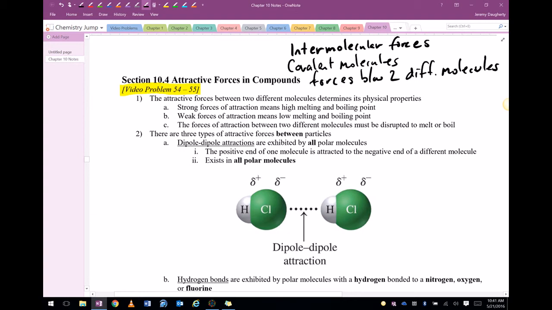Now, these are huge. Intermolecular forces are gigantic. They explain a lot of why things happen, so it's really important to understand this information. The attractive forces between two different molecules determine its physical properties. If we have a strong force of attraction, that means we're going to have a high melting and boiling point. Now let's talk about why real quick.